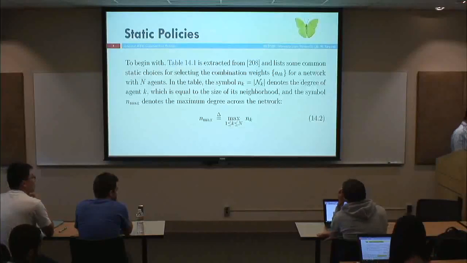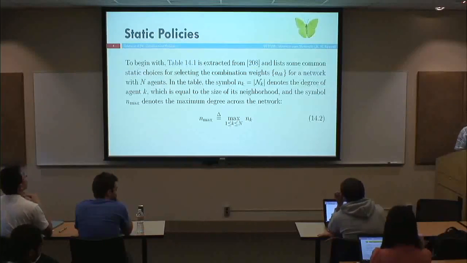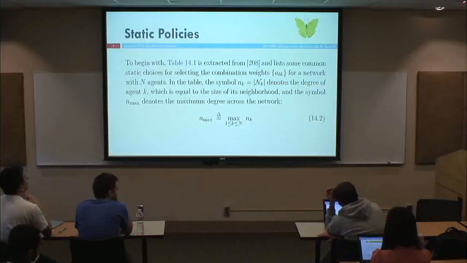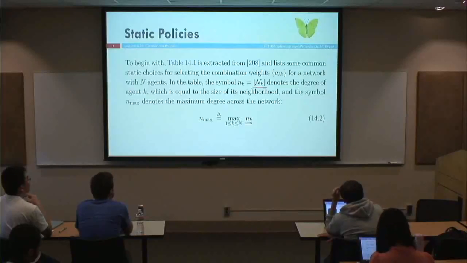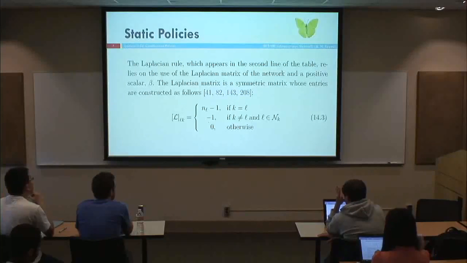Let me show you several other choices of rules that are available in the literature. This is my notation. This is the degree for agent K, so the size of its neighborhood, which includes agent K, and the max is the maximum degree across the network.